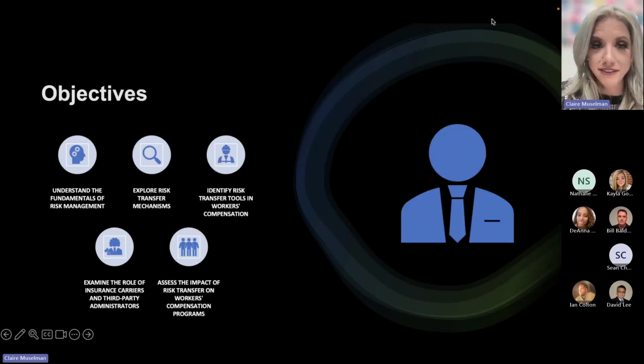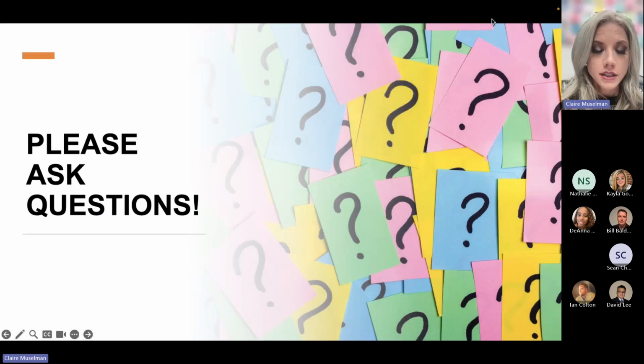I want you to understand the fundamentals of risk, explore the mechanisms that exist within this space, and the different tools that are available, and we will look specifically at insurance versus TPA. One other thing I really want to spend time on is the broker relationship, and what's the impact of having these types of programs? Why one versus the other?